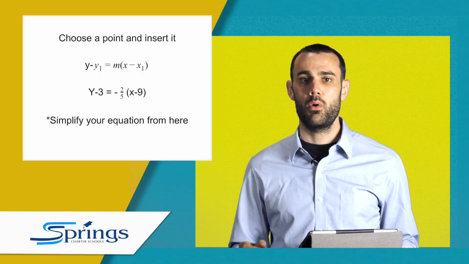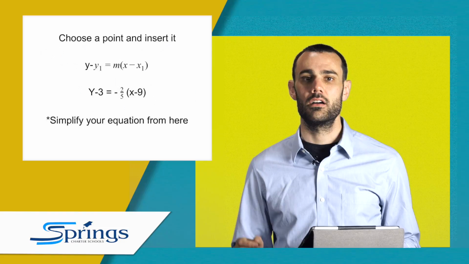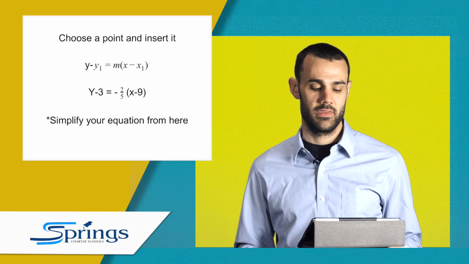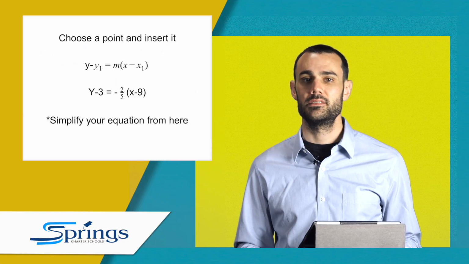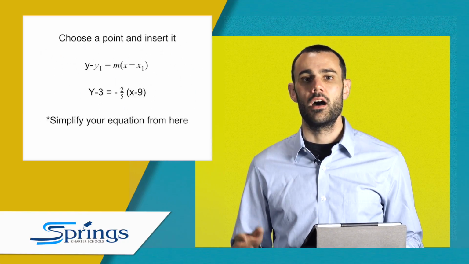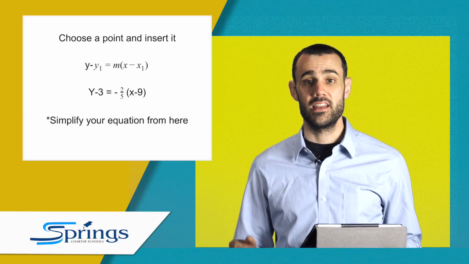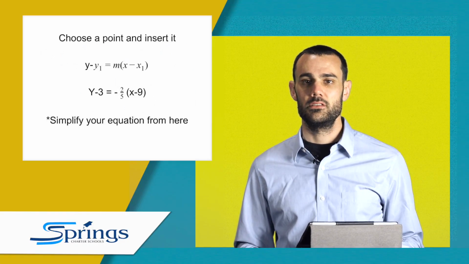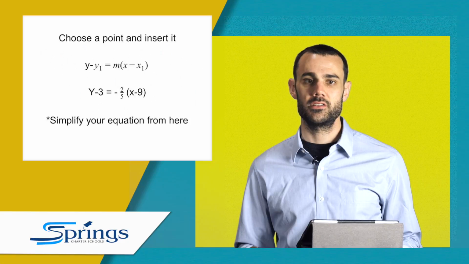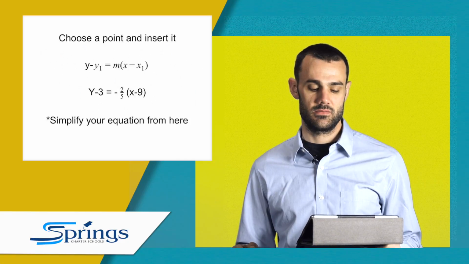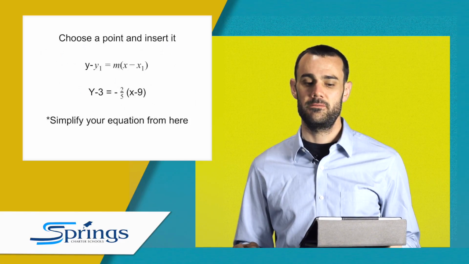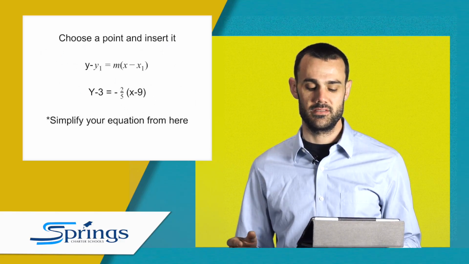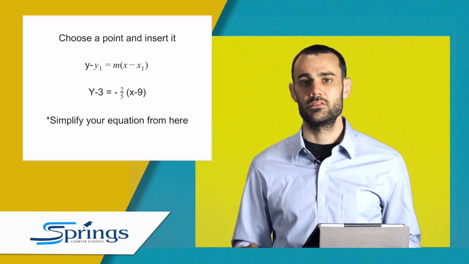Now, we need to choose a point and insert it into our point slope formula, which again is y minus y1 equals m parenthesis x minus x1. I've already inserted our slope here, which was negative 2/5. And I've already inserted our point that we're going to use for our equation. So our new equation reads as y minus 3 equals negative 2/5 times x minus 9, which sits inside a set of parentheses. So we need to start to reduce our equation from here.